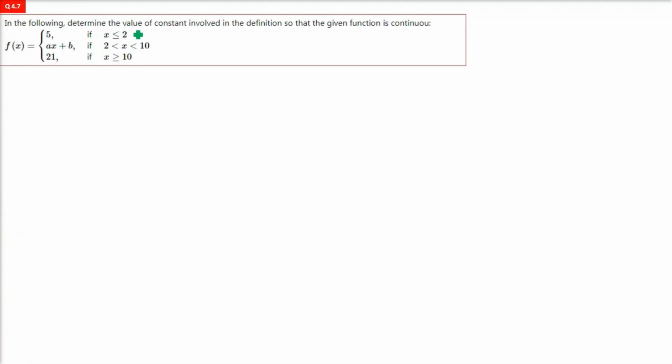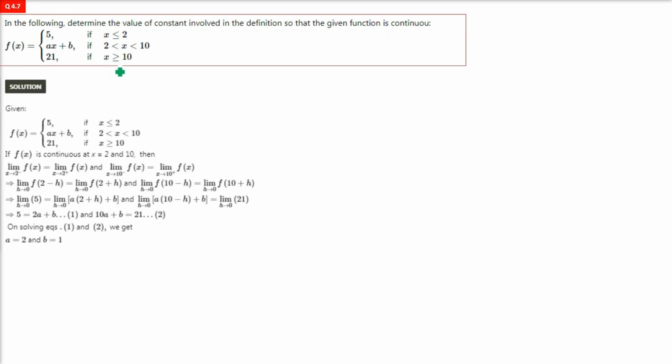In the following, determine the value of the constant involved in the definition so that the given function is continuous. Same thing we have to do. We have two constants here, and if you have any confusion, draw a number line. So this is 2, and you have x less than or equal to 2, and greater than 2. Then you have 10 as well. So now you have the value for 2 below and above, 10 below and above. So you have to use both points 2 and 10 to get the relationship and solution. Because there are 2 variables, you need 2 equations.